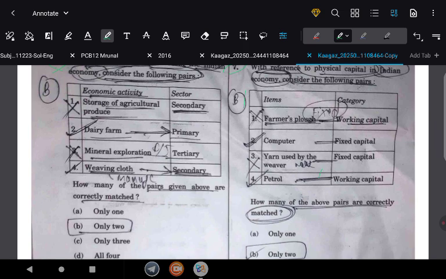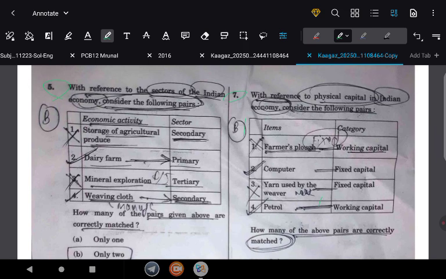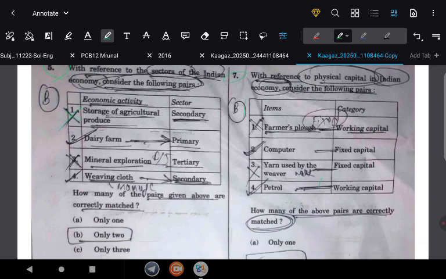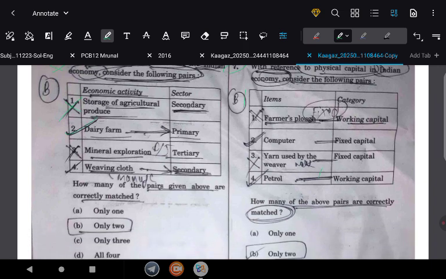So let us see over here, storage of agricultural produce is secondary. No, because secondary sector implies something manufacturing or production related. So just storage will not imply secondary. We'll cut that option. Dairy farming, sure, that is primary, procurement from milch animals, so that is primary. Mineral exploration, again, that is not tertiary. Tertiary is more or less service related. It must be primary or secondary. As you can see, I had marked over here, and it is primary as far as I can recollect.